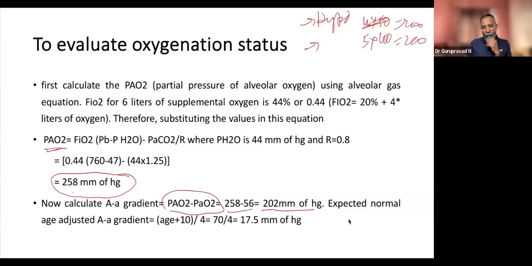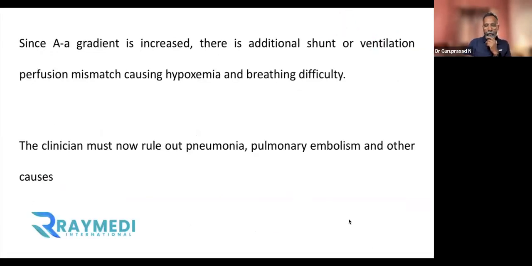So the A gradient is 202. The expected A gradient for the patient's age, because the patient age is 70, is age divided by 4 plus 4, is the formula. So what we have calculated is 17.4. So definitely the A gradient is very high, indicating that there is some lung pathology. So A gradient is increased. So there is either a shunt or a VQ mismatch causing hypoxemia, and the clinician has to now rule out whether it is a pneumonia, PE, or other causes.